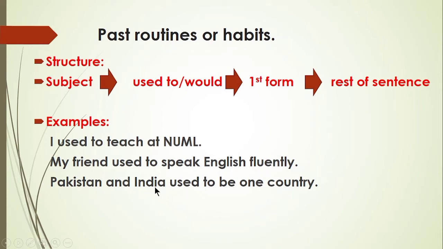But when it comes to state, then we only prefer used to. We do not use would. For example, Pakistan and India used to be one country. I cannot say Pakistan and India would be one country.